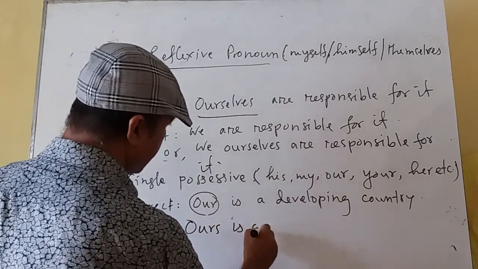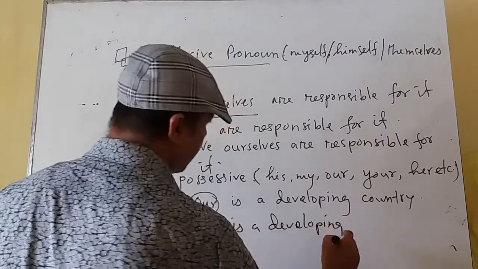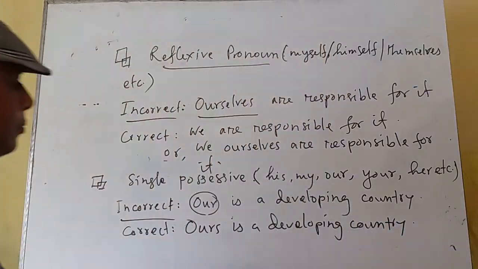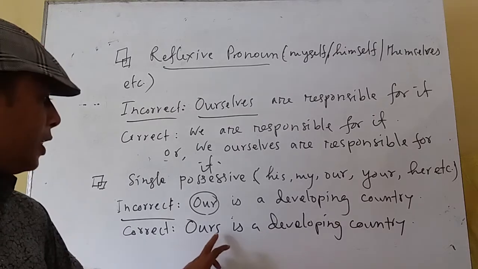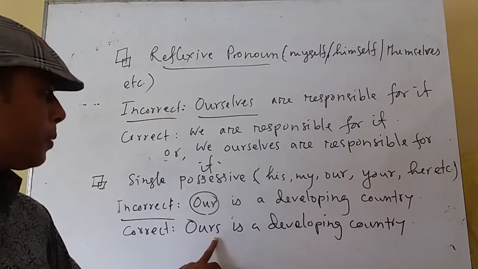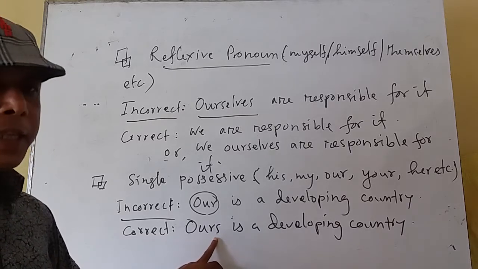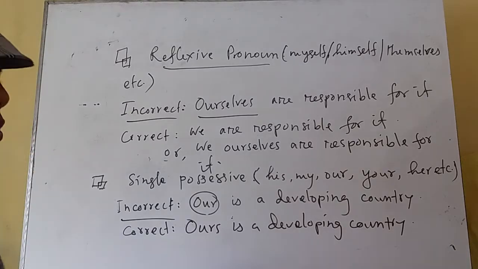Correct: Ours is a developing country. Here, ours means our country. Country is here included in the double possessive. So, a double possessive contains a noun used after or before.